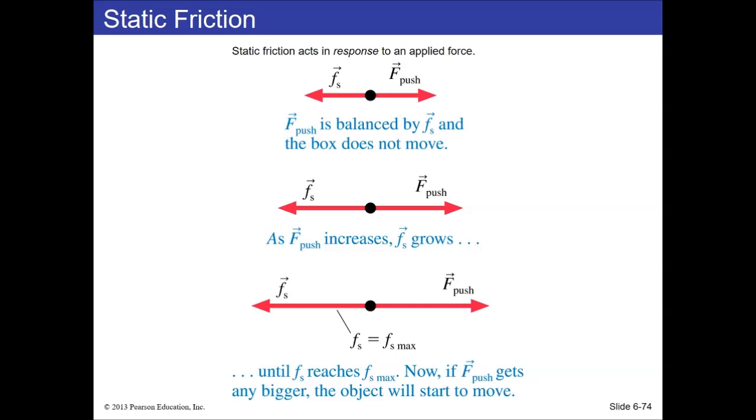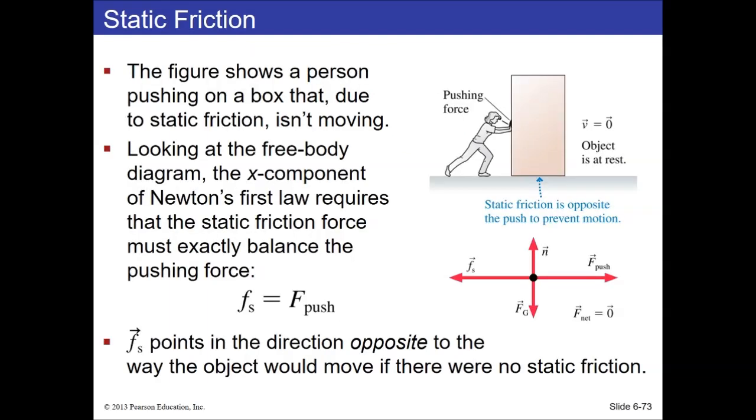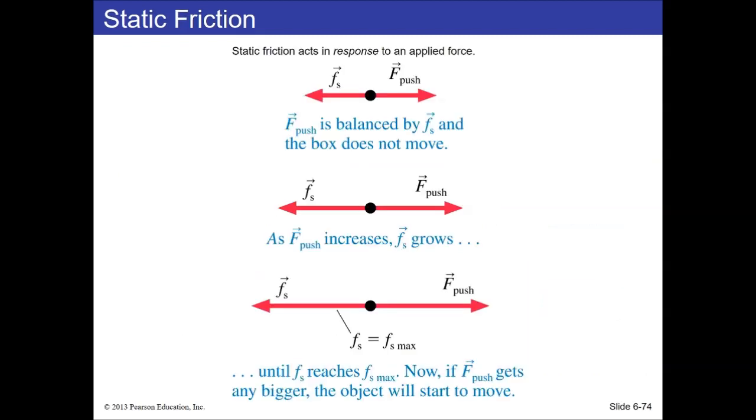But then there's a maximum. I label it F sub s max. This is the maximum value of static friction. At some point, this person can push this box so much that it will eventually start moving. So there is a maximum to static friction, and after you overcome that, it switches to kinetic friction.